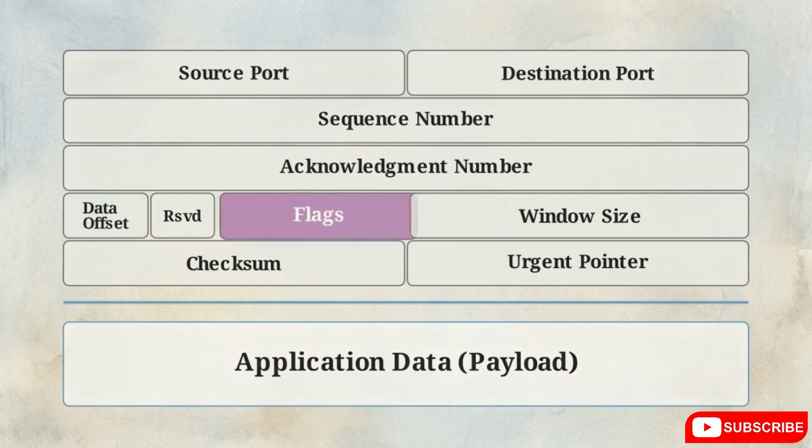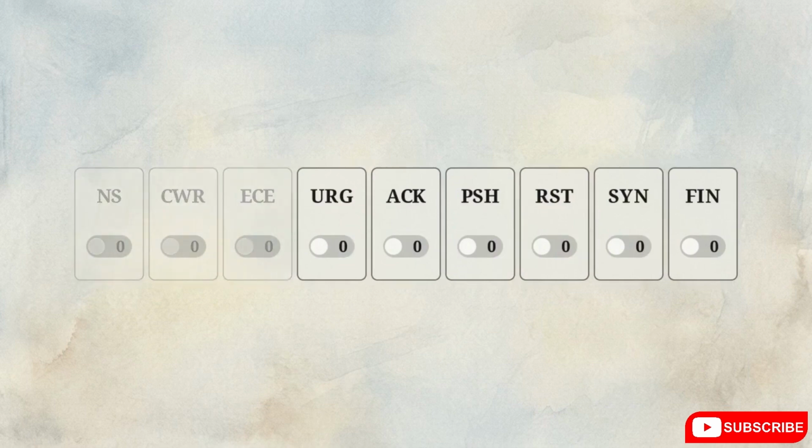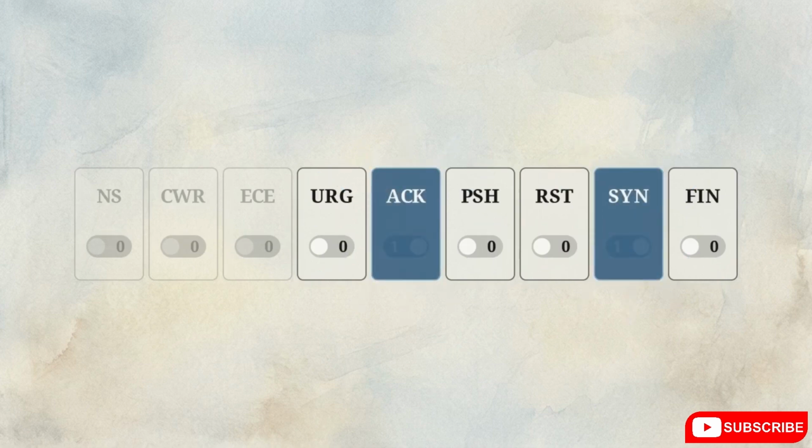But the state of the connection is driven by the 9-bit flags field. These are literal Boolean switches, toggle bits labeled URG, ACK, PSH, RST, SYN, and FIN, that dictate the exact mode of communication. 2 of these switches, the SYN and ACK flags, manage the sequence number synchronization we discussed earlier.